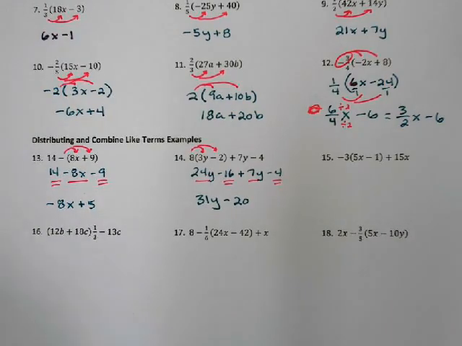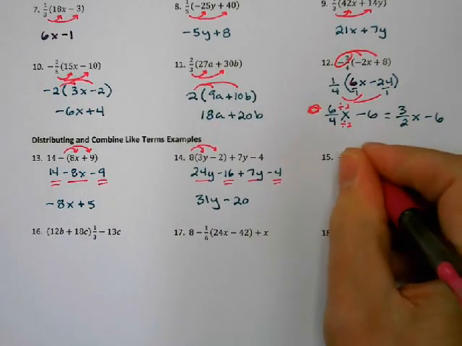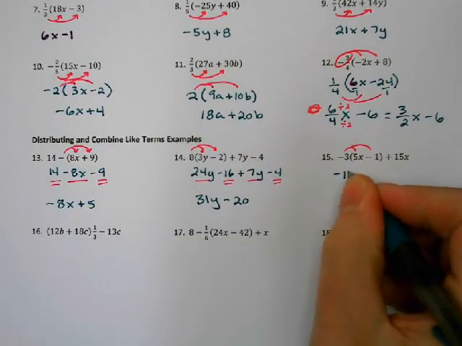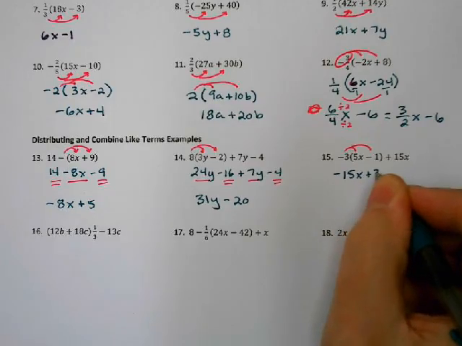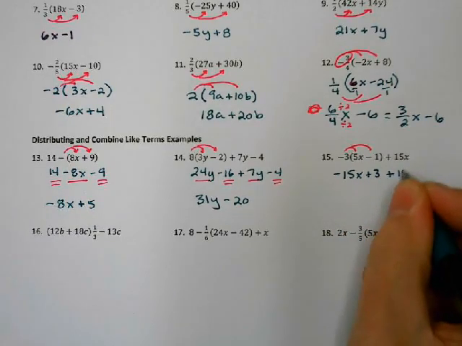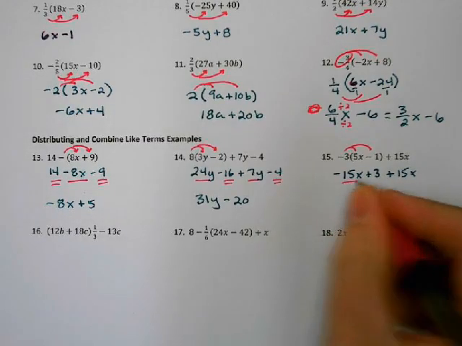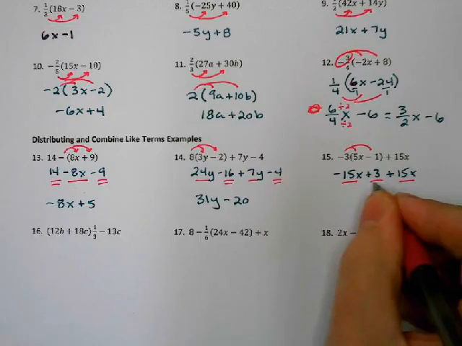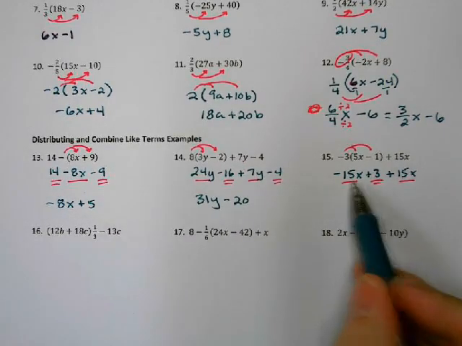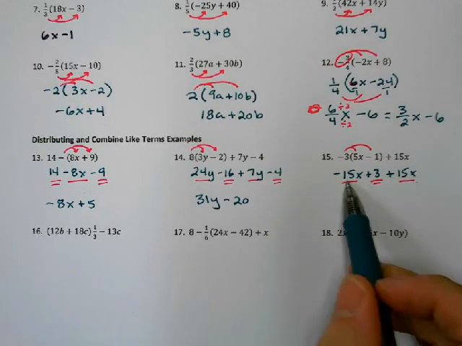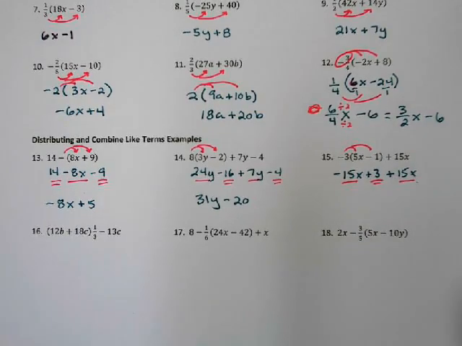Distributing the next one, I'm going to get -15x plus 3 plus 15x. Okay, I'm going to look for my like terms. I have an x to the first term here, x to the first term here, and then a constant. Combining my two x terms, I get 0x. So that means I have no x's, because -15 plus 15 cancels each other out. So all I'm left with for this one is just the 3. The x terms have deleted each other, basically.